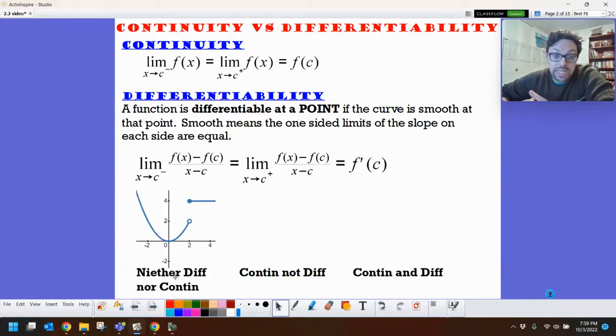A function could be neither differentiable nor continuous. So here I've got a jump discontinuity. Also, our slope here is increasing to some value, kind of like 1, and it is constant on the other side. So this is neither differentiable nor continuous.